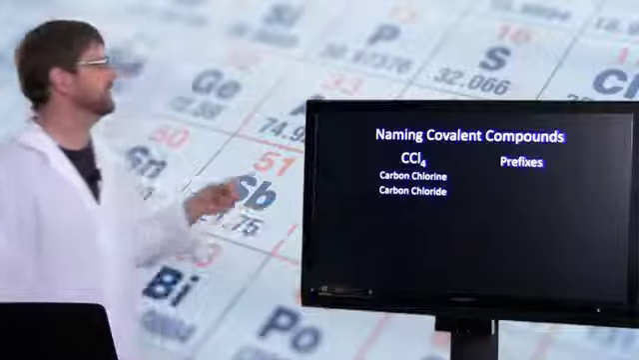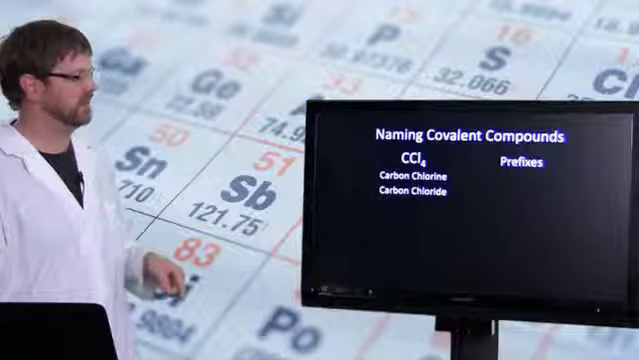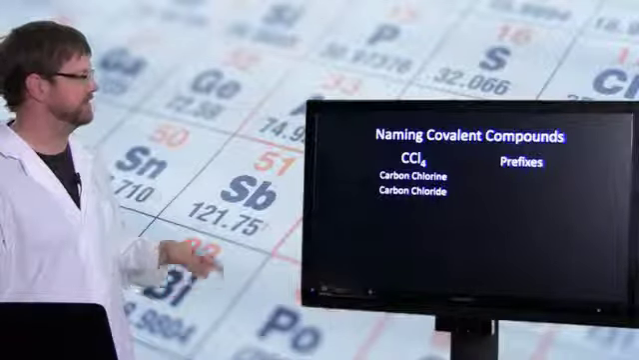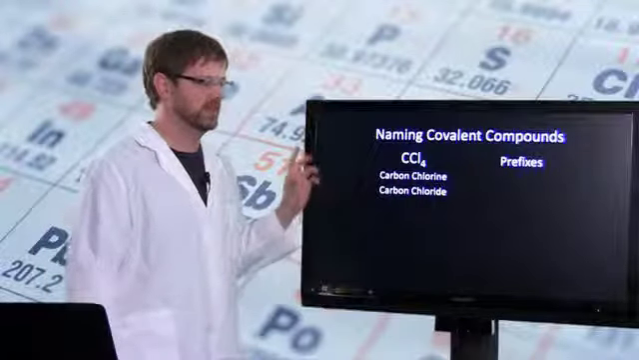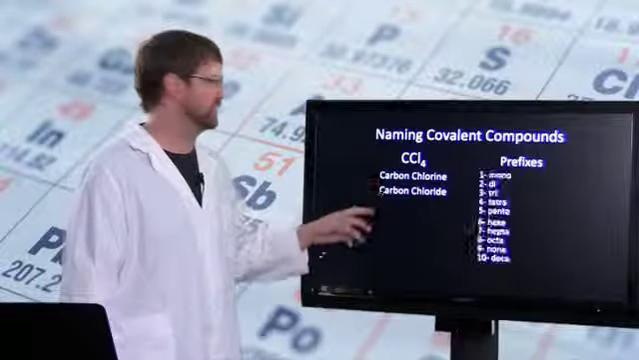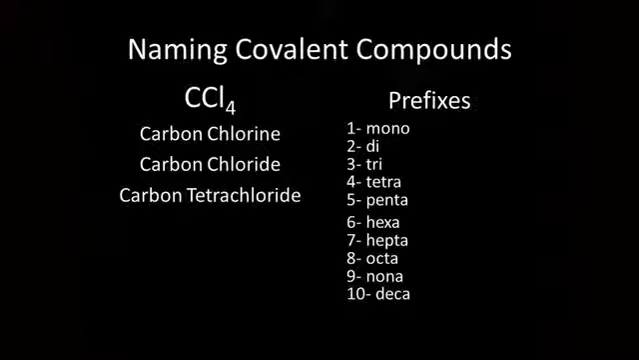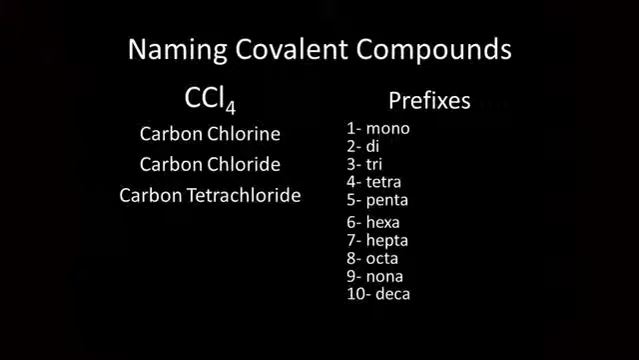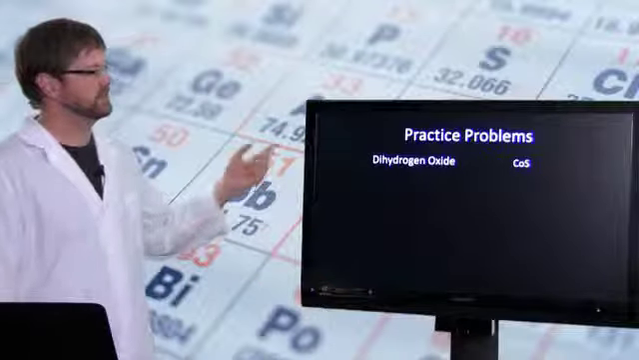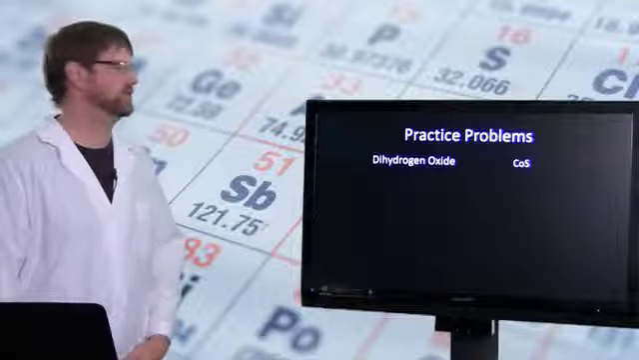Now, unlike ionic compounds, in covalent compounds we put a prefix in front of each element to state how many of them there are. It can go from mono, di, down to deca. So for carbon chloride, since we have 4 chlorines here, it is actually carbon tetrachloride. Now to practice, try these 2 compounds.